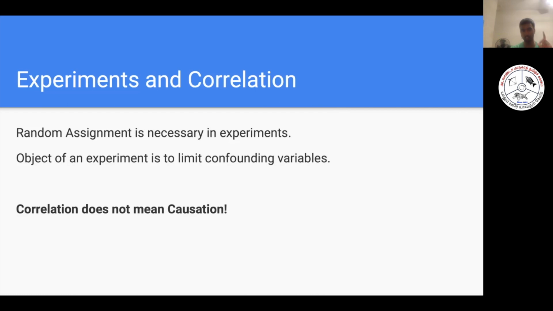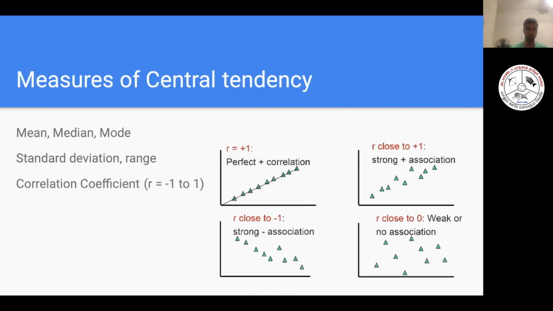And correlation does not mean causation. Very important. Unless you do an experiment, you can't figure out that something has causation. Correlation simply means that two things are related. You have to figure out that something caused something to say it caused, so you have to do an experiment.